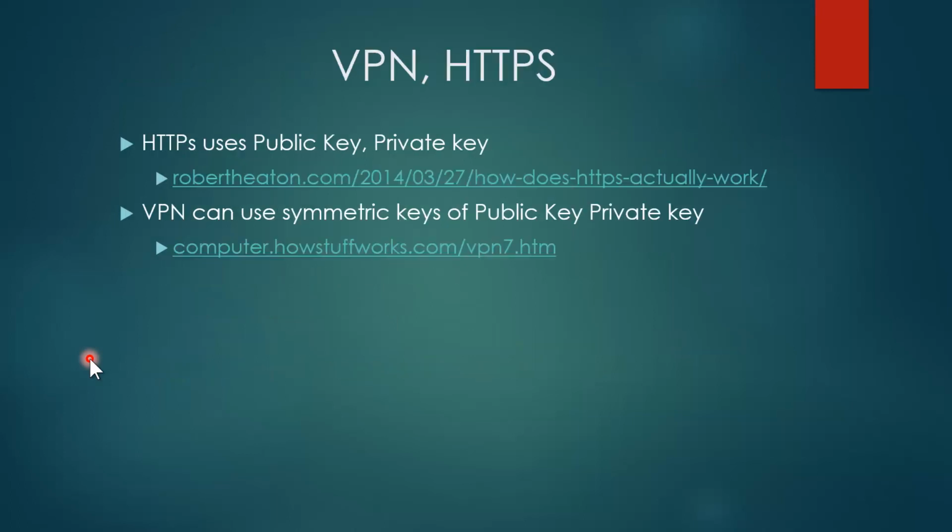So VPN, HTTPS, this is really beyond the scope of this class, but they typically use public key, private key. I've linked a couple articles here in the PowerPoint that talks about that. VPNs can use symmetric keys, but I think more typically is probably public key, private key, because that eases the problem of getting the key to the other side. You can freely give out your public key, and that does not compromise your security.